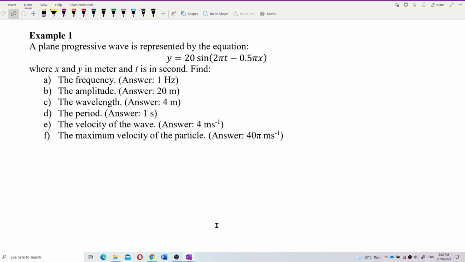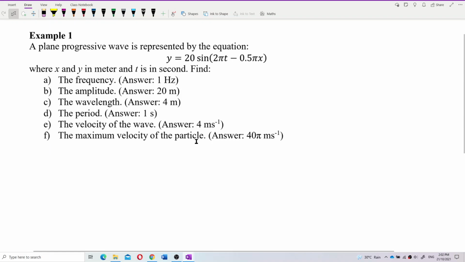Okay, now let us look at this question. A plane progressive wave is represented by the equation y equal to 20 sine (2 pi t minus 0.5 pi x), where x and y are in meter and time is in second. Find the frequency, the amplitude, the wavelength, the period, velocity of the wave, the maximum velocity of the particle.